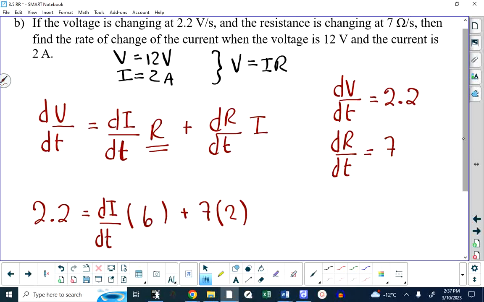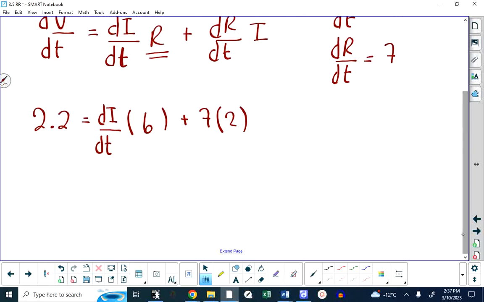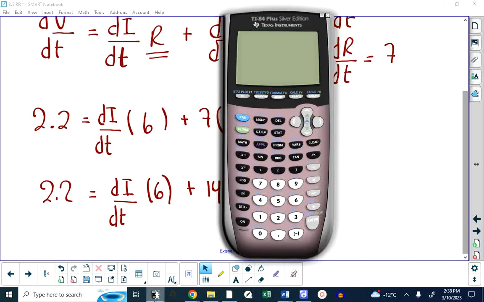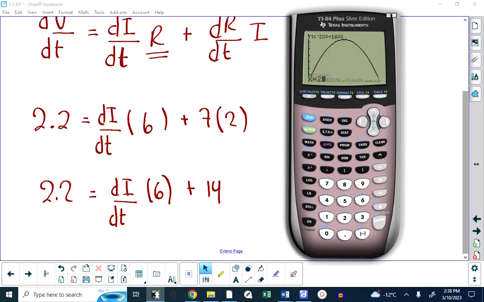Do I need to write that down? Rearranging or putting those numbers in? Okay. This is just a linear equation, everybody. What you have is 2.2 equals di/dt, which is what we're after, times 6 plus 14. So you have to take 2.2 minus 14 and then divide by 6. You get negative 1.97?